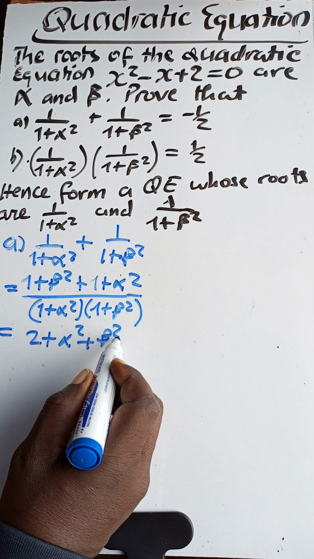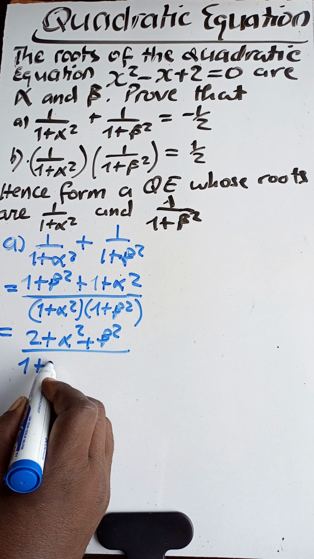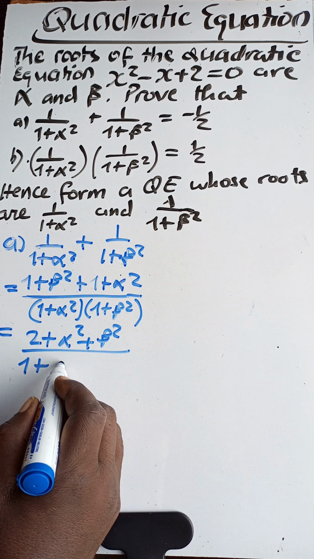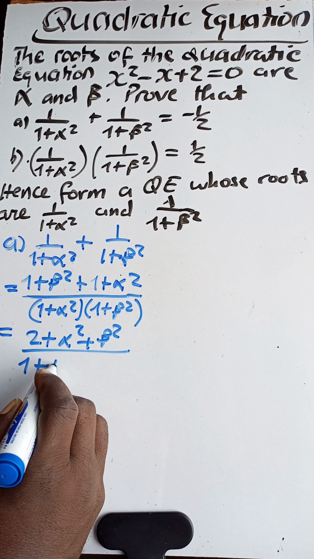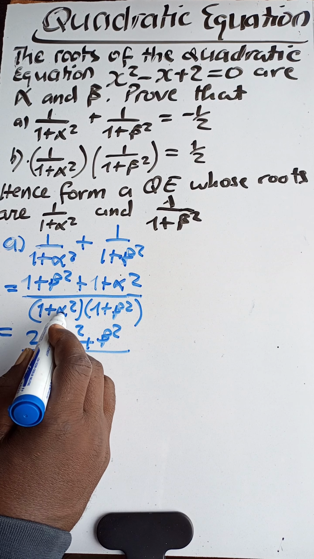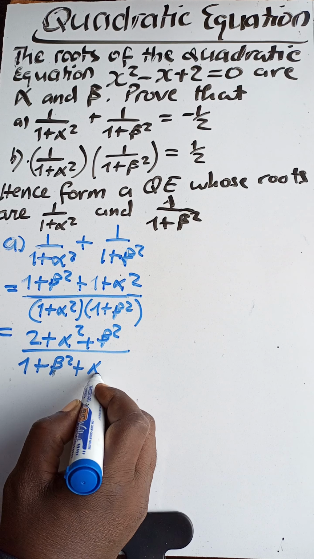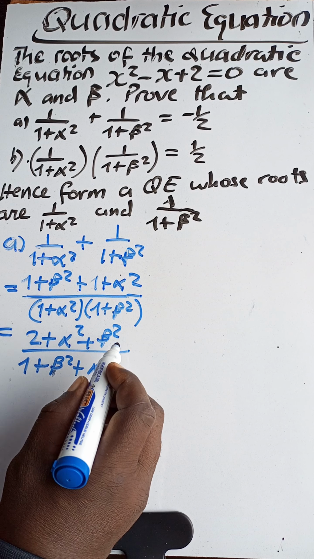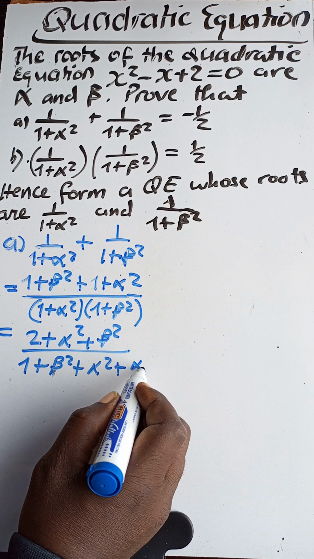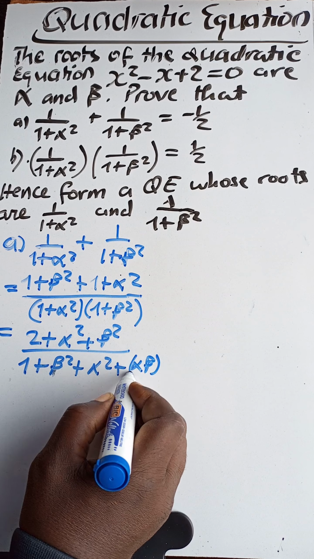1 multiplied to 1 is 1. 1 multiplied to beta squared is beta squared. Alpha squared multiplied to 1 is alpha squared. Alpha squared multiplied to beta squared is alpha beta all squared.